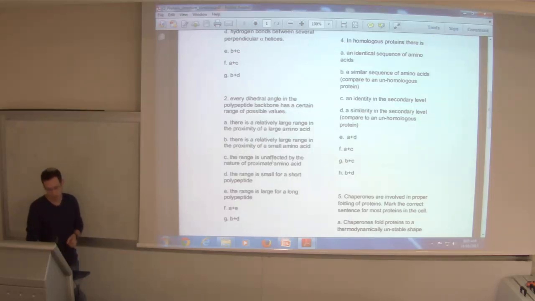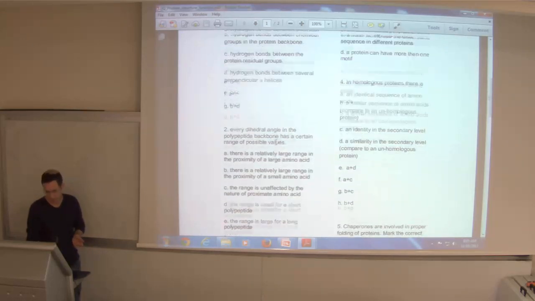C, the range is unaffected by the nature of proximal amino acids. Incorrect. B disproved C anyway. D, the range is small for a short polypeptide. The length of the polypeptide does not play any role in calculating the degrees around each dihedral angle, right? And this is what the question is all about. E, the range is large for a long polypeptide, same thing as D. So the only correct answer here is B.